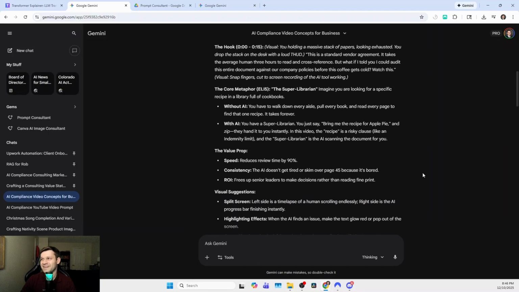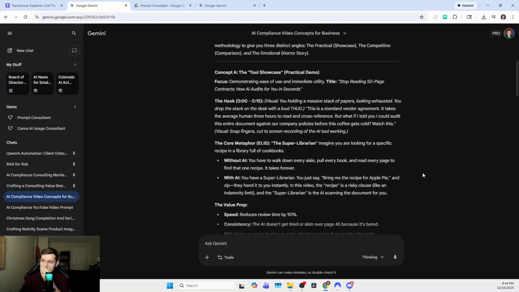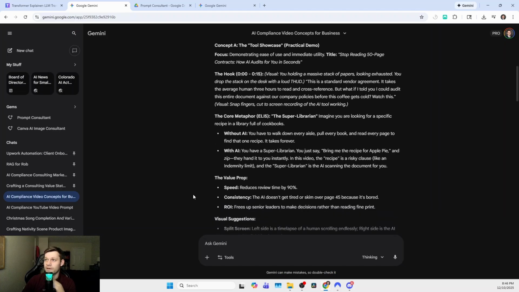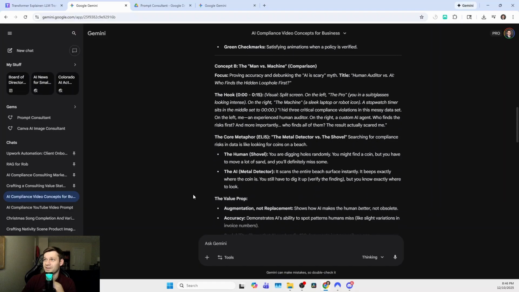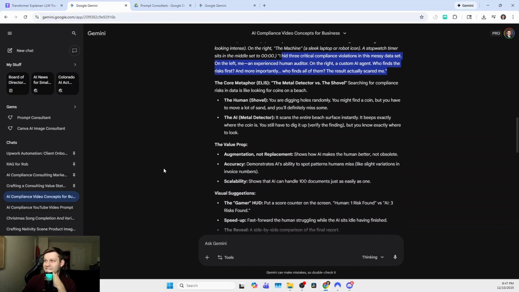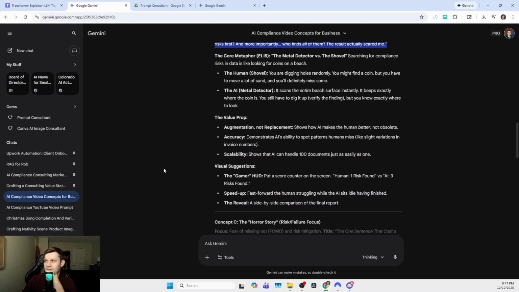All right. Okay. And that wouldn't be too difficult either, because I could just use Gemini to create a standard vendor agreement, and use Gemini to create company policies, and then use Gemini to compare them. All right. So then there's the human auditor versus AI who finds the hidden loophole first. All right. Three critical compliance violations in a messy data set. All right. Okay, that could be fun.